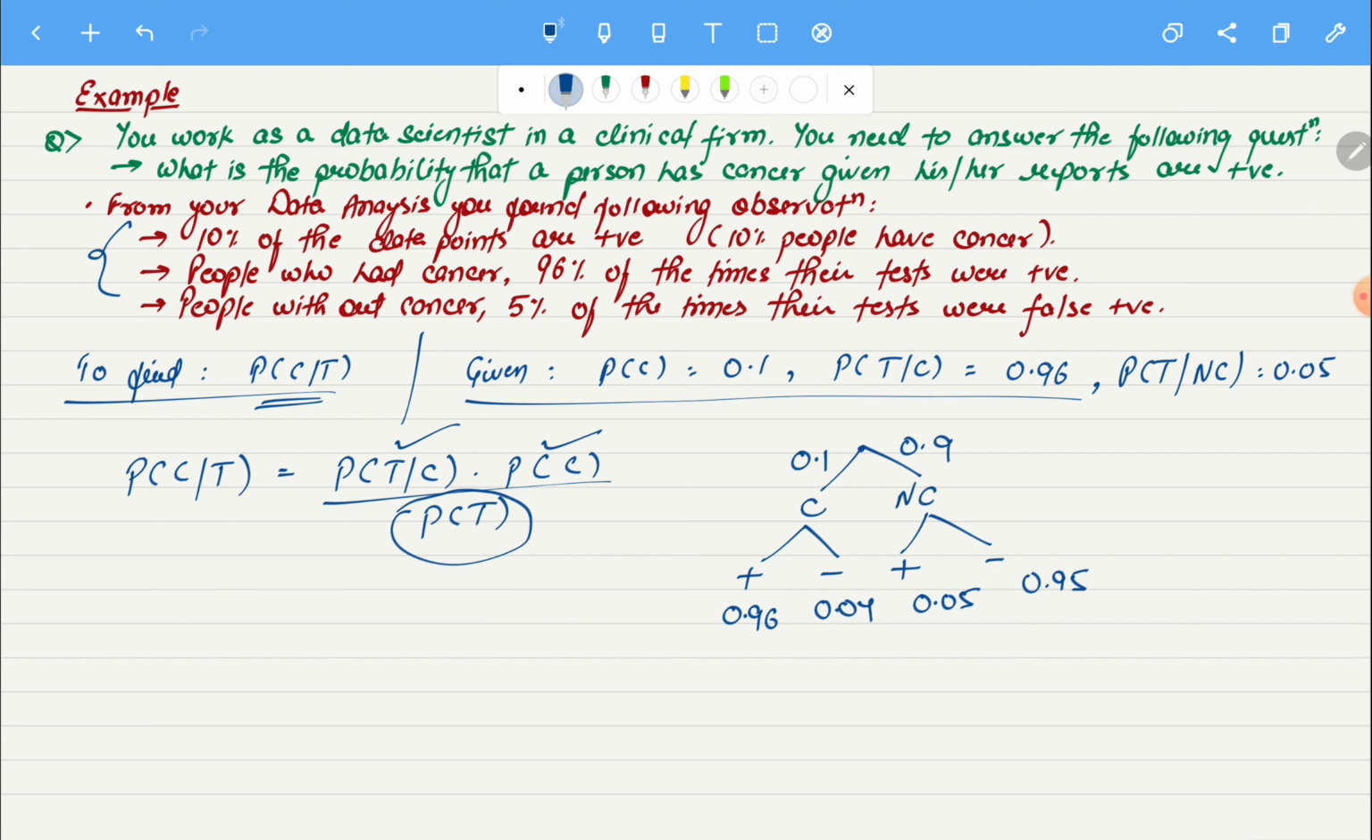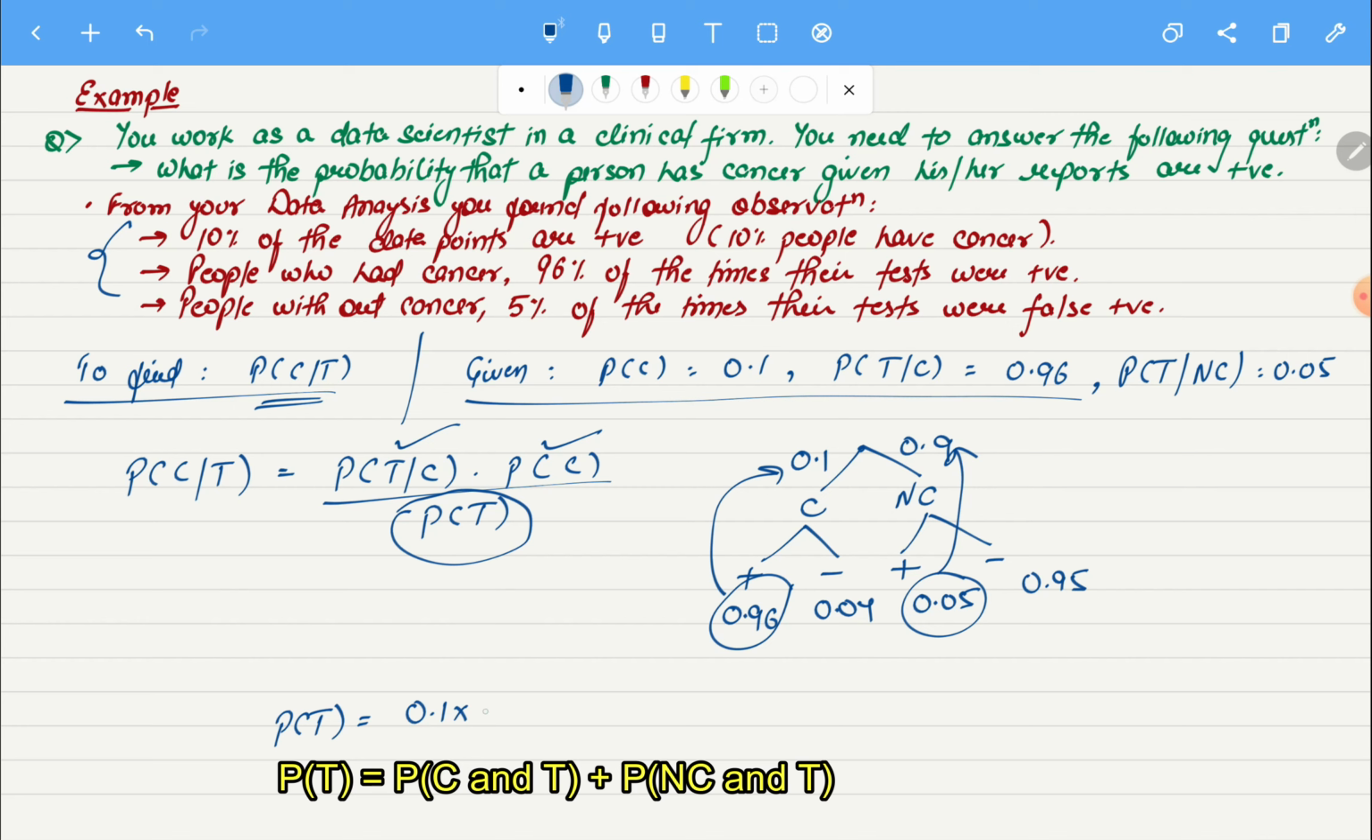So now we have all these values and we want to find the probability of getting a positive result. So we have this value and we have this value. We need to multiply this with this, and multiply this value with this, and add these two values and we will get this. So basically, the probability of getting a positive result will be 0.1 multiplied by 0.96 plus 0.9 into 0.05, and after calculating, this value is 0.14.